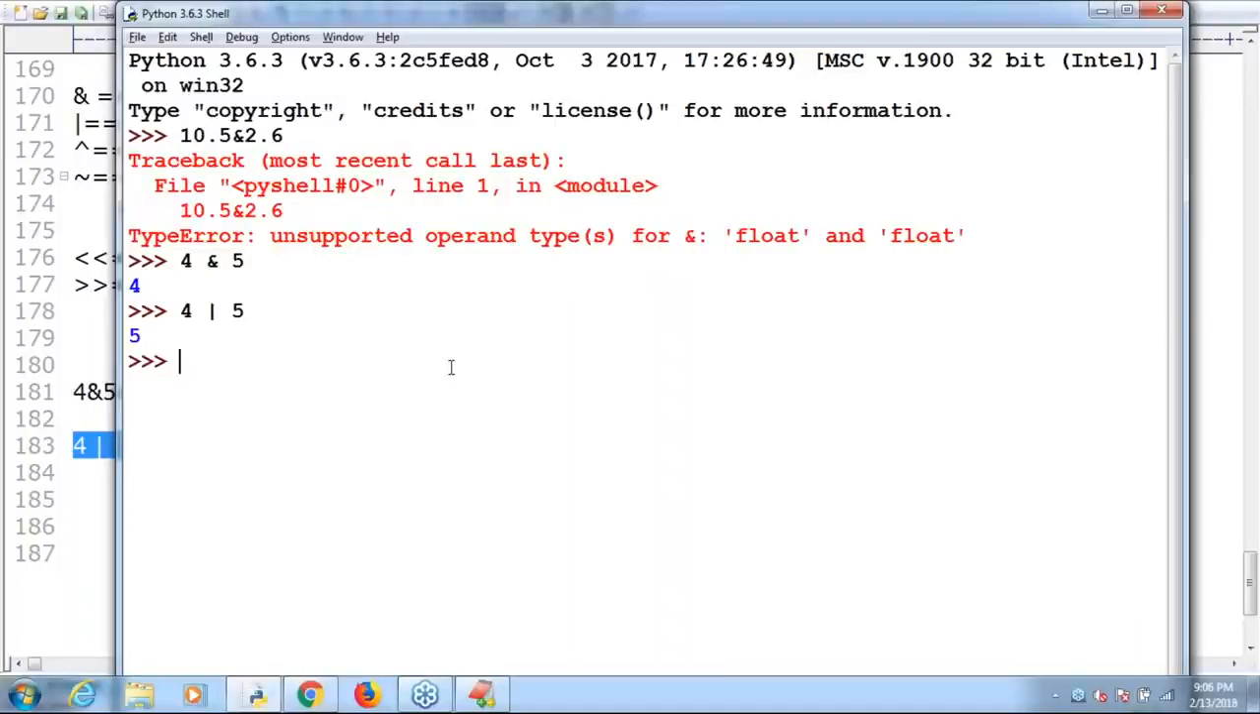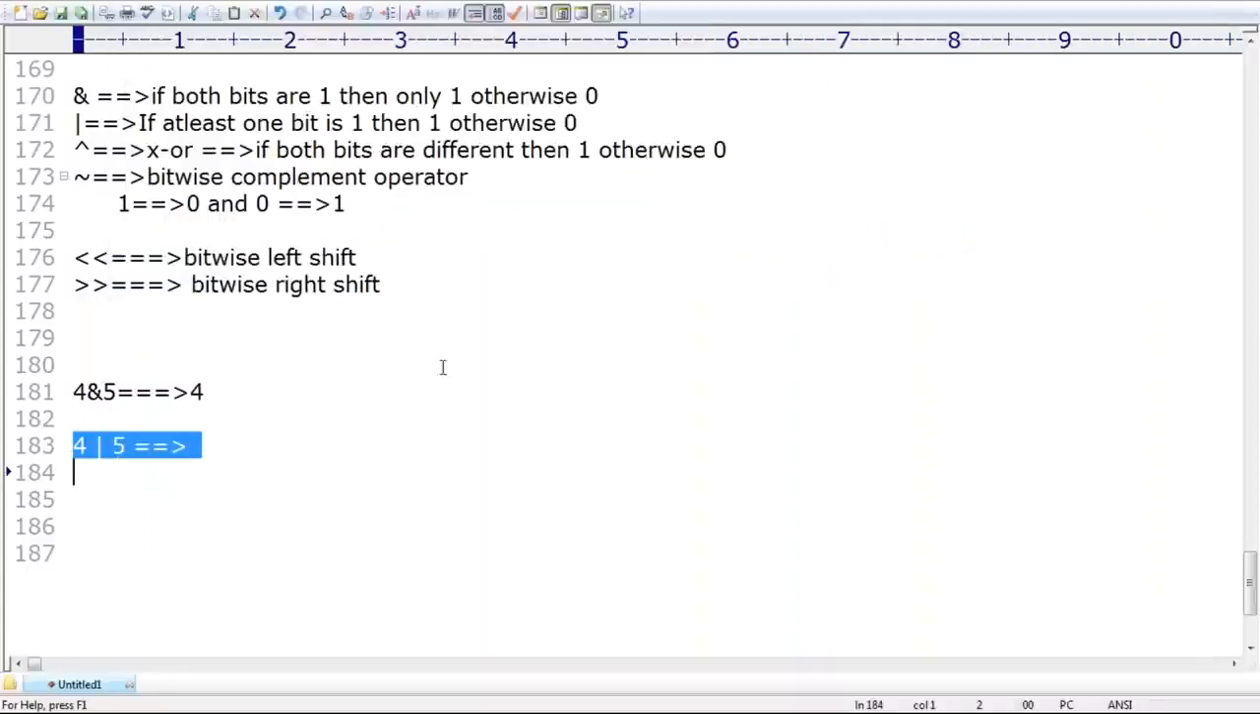Are you getting? Yes, man. Something like it is a mathematics class, not Python class, it seems. It's a matter of one session. Don't worry. Okay, 4 OR 5. Its value is 5, sir.